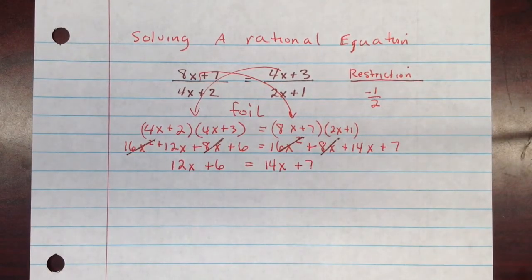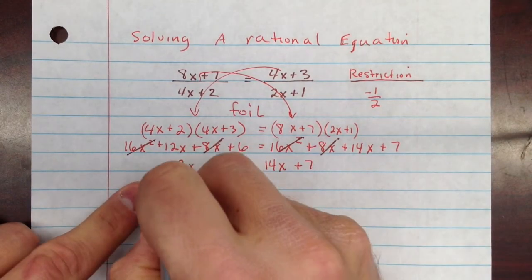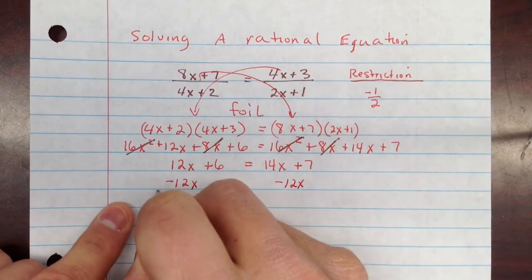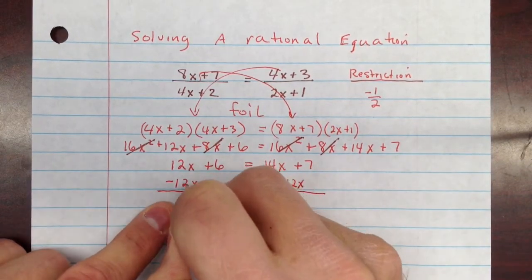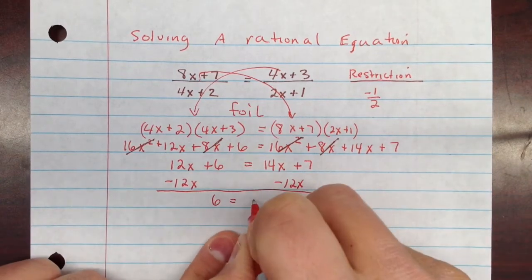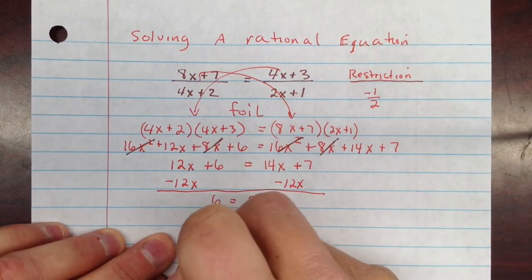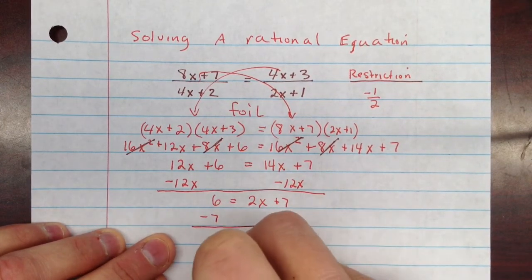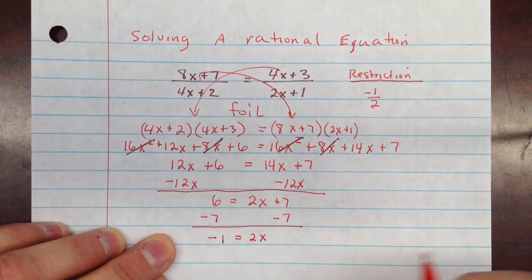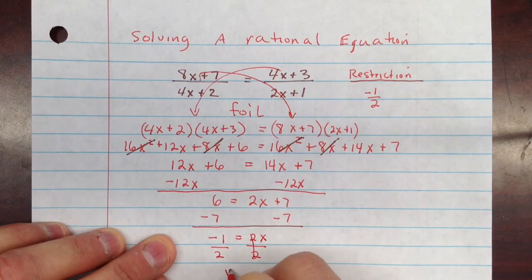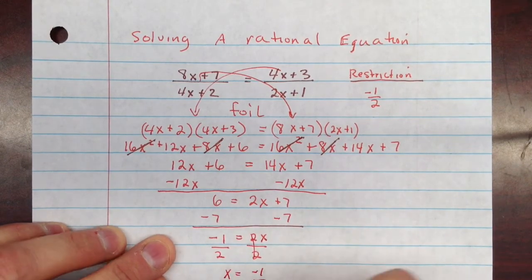Definitely not any squared terms here, so we don't need to make it equal 0. We're going to solve like a regular equation. So I'm going to subtract 12x from both sides because I want to get the variable in a positive state over on this side. This cancels out, and I get 6 = 2x + 7. Then after that, I can subtract 7 from both sides. That gives me negative 1 = 2x. Then divide both sides by 2. So x equals negative 1/2. Flipping it around there.